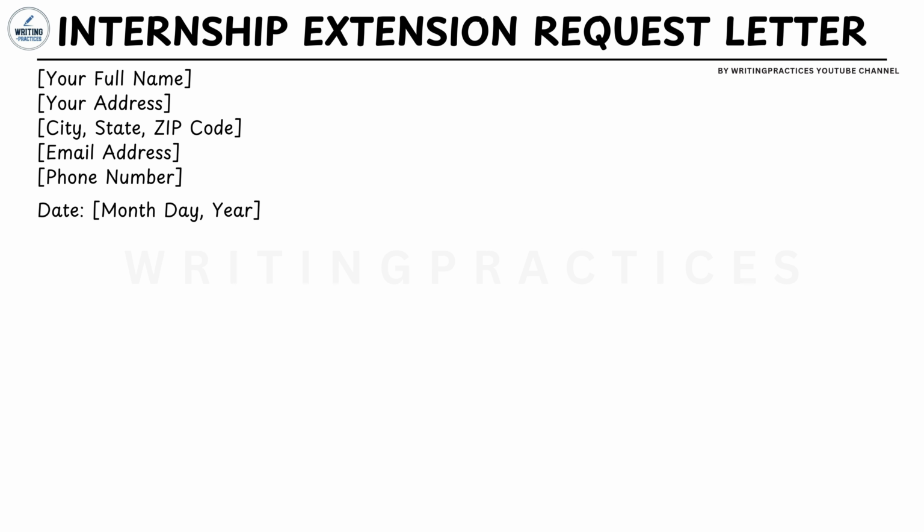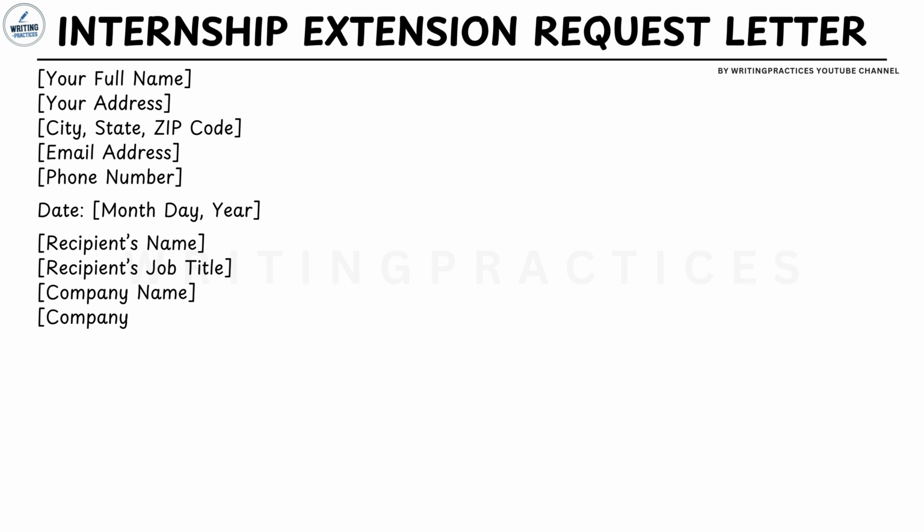Recipient's information. Next, include the recipient's details. Address the letter to the person who oversees your internship or who is authorized to approve your extension. Include their full name, their job title, the company name, the company's address. For example, recipient's name, recipient's job title, company name, company address, city, state, zip code. This ensures the letter is directed to the appropriate individual, avoiding delays or miscommunication.